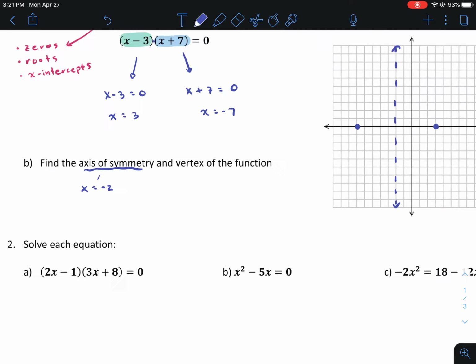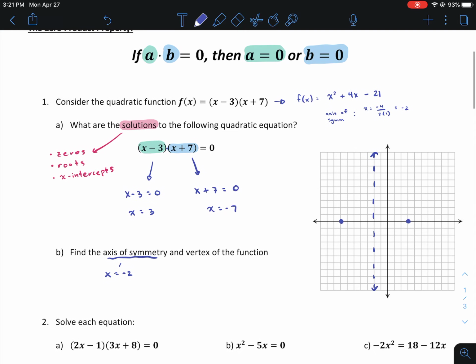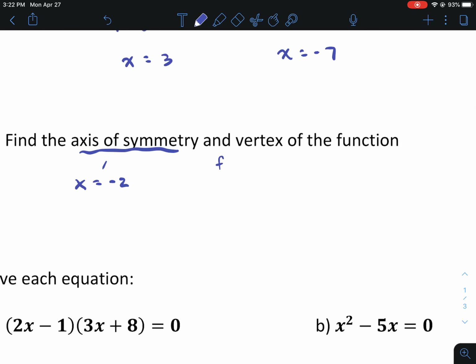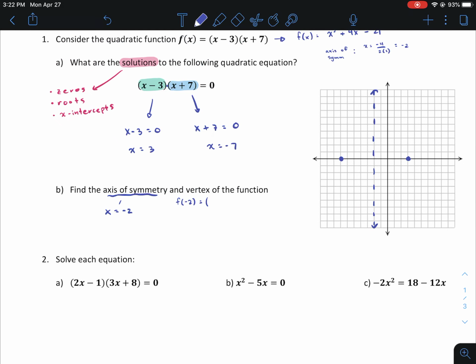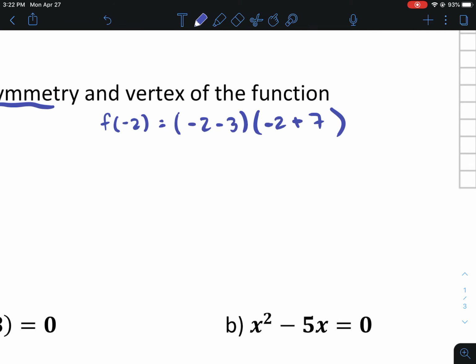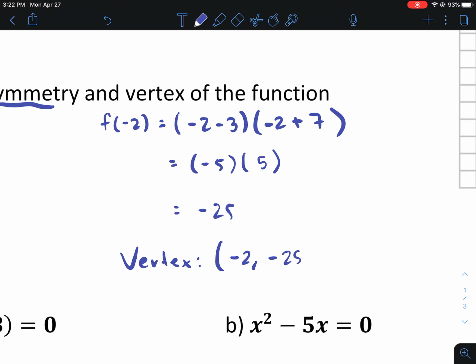To find my vertex, then, I need to input that negative 2. Because we already have our function in factored form, let's go ahead and just plug in negative 2: (negative 2 minus 3) times (negative 2 plus 7), right? This is going to give me negative 5 times positive 5, which equals negative 25. So my vertex is on the axis of symmetry at negative 2, negative 25.